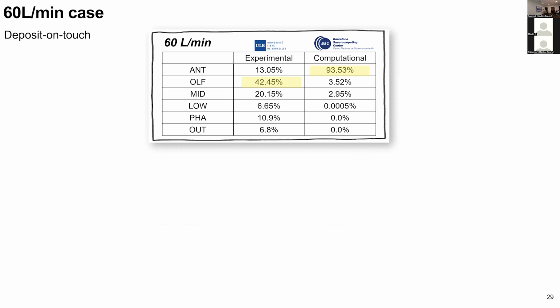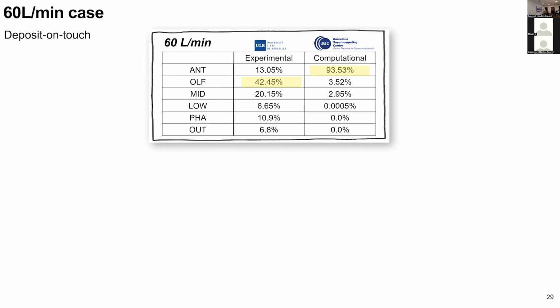Now, it's worth mentioning that in Brussels, in the experiments, they repeated the same tests, but for a higher flow rate. So now we're looking at the 60 liters per minute flow rate case. And we proceeded in exactly the same way. We started by observing the deposition results with the deposit on touch condition. And here's what we see again, comparing our results. Again, we noticed that there is quite a discrepancy.